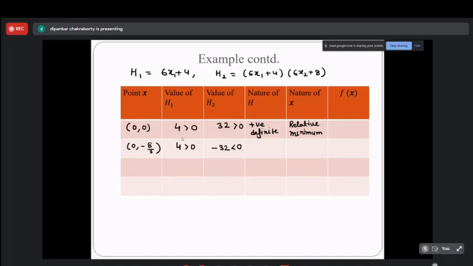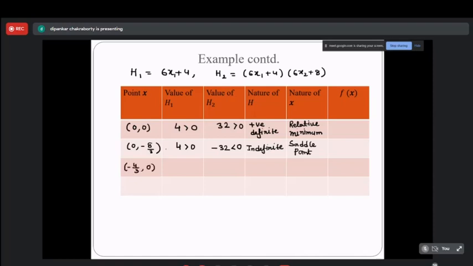So this is going to be indefinite. And if it is indefinite, then what is the nature of the point? Neither maximum nor minimum. Yes, that is a saddle point. Okay. Next, minus 4 by 3, 0.